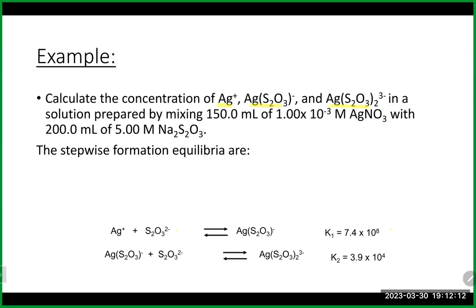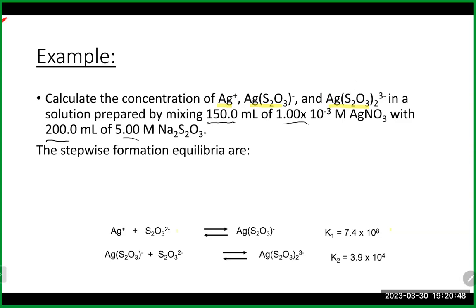Let's try this problem here. Here we do have a stepwise formation of a complex ion. We're looking for everybody's concentration along the way. In this case, we're not going to keep the volume constant. So we're going to mix 150 milliliters of 1 times 10 to the minus 3 molar silver nitrate with 200 milliliters of 5 molar Na2S2O3. And that is the individual stepwise formation there. So give it a try, see what you come up with, and then we'll talk about how to approach this.